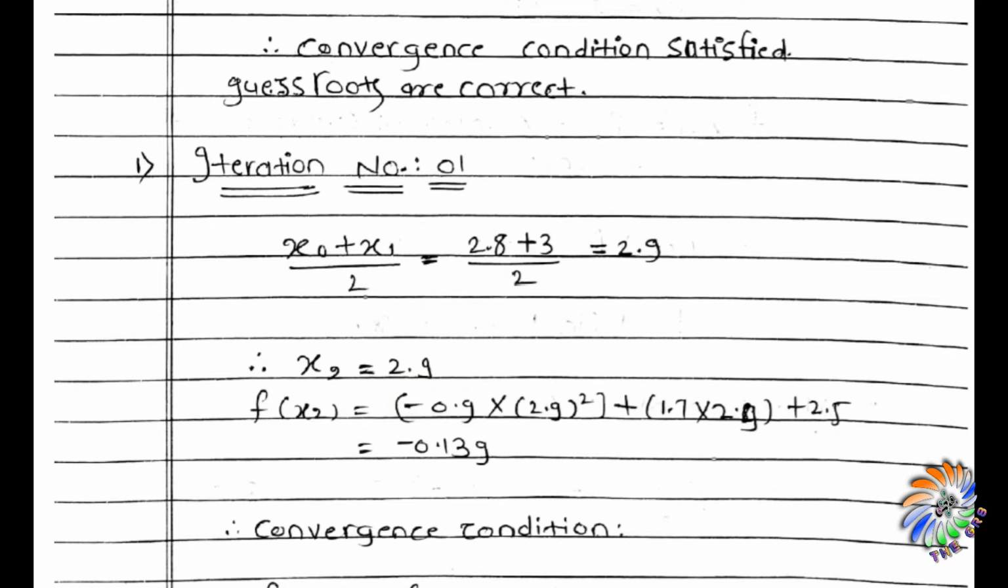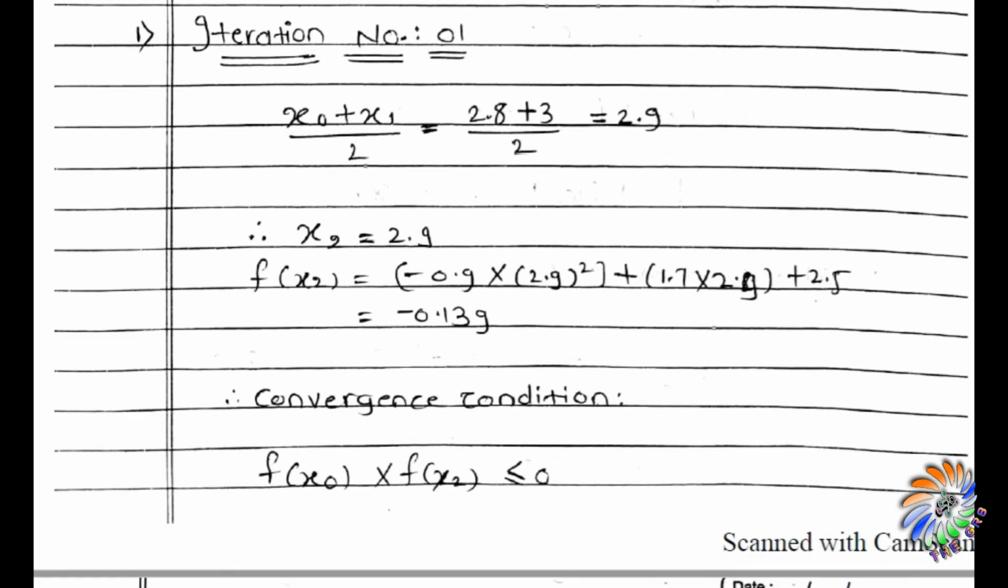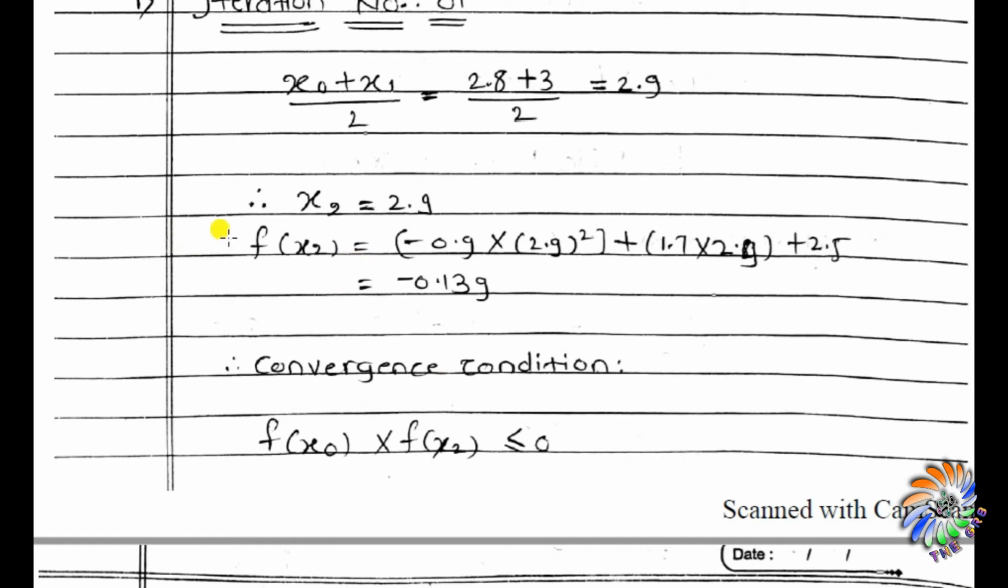Now, as we found x2, in the same way we have to find f of x2. We have to find f of x2 by putting the value of x2 in the given equation, the same equation, minus 0.9 into x square plus 1.7x plus 2.5. Here we have to put the x2 value 2.9 and find the value of f of x2. Now look carefully. Here the value of f of x2 is negative, minus 0.139.